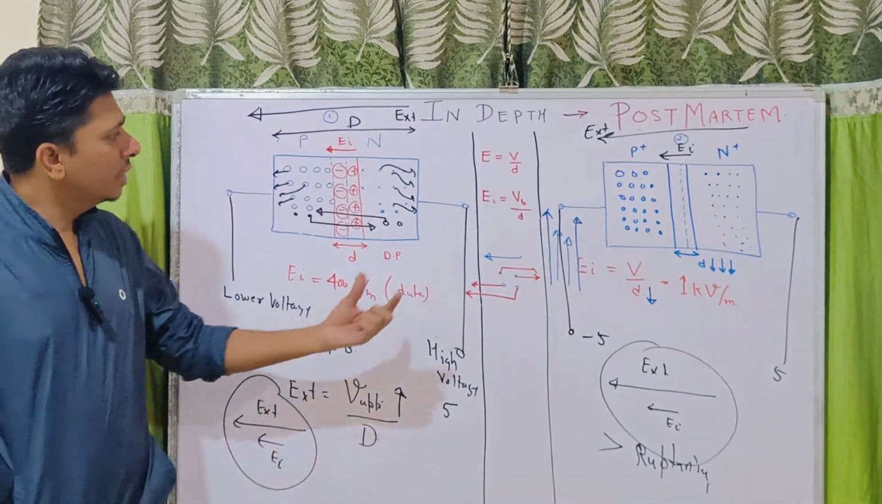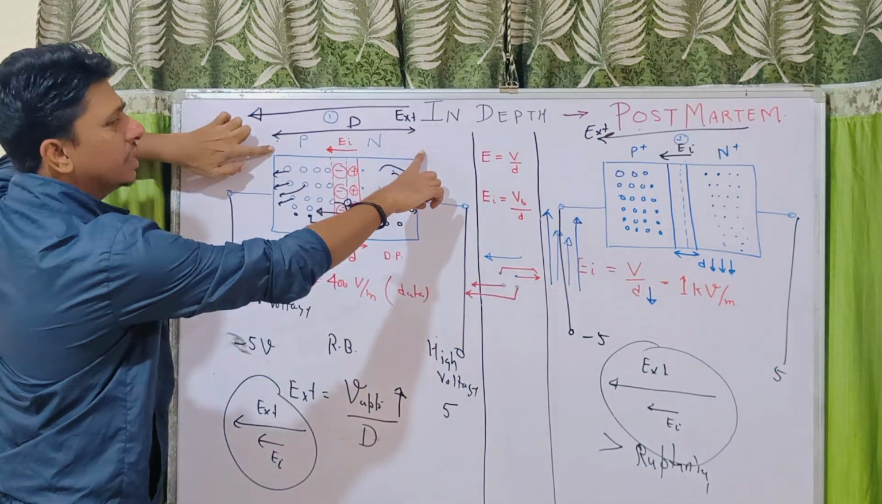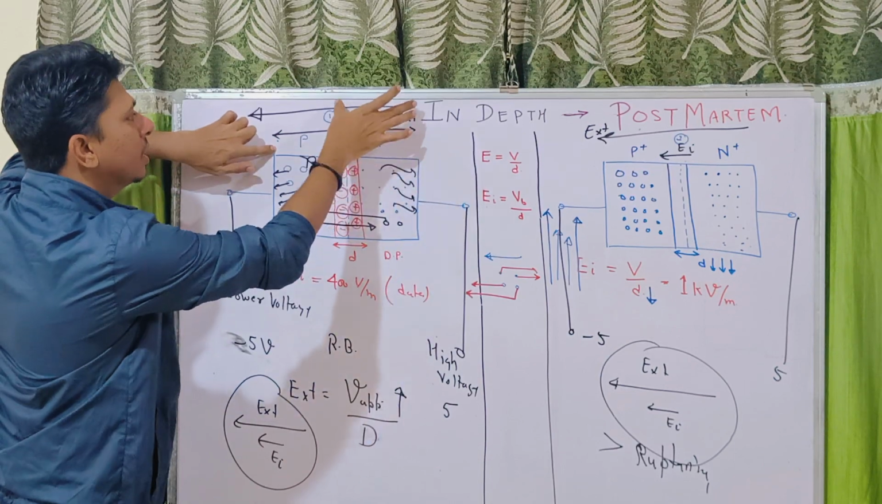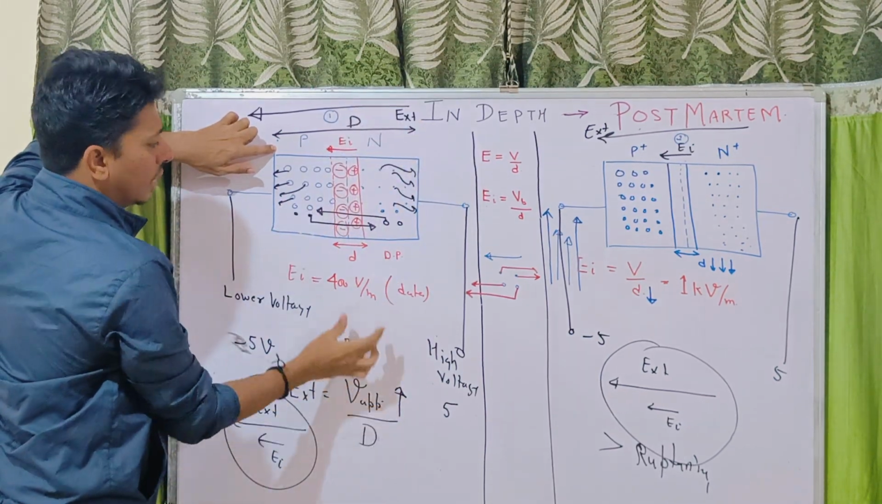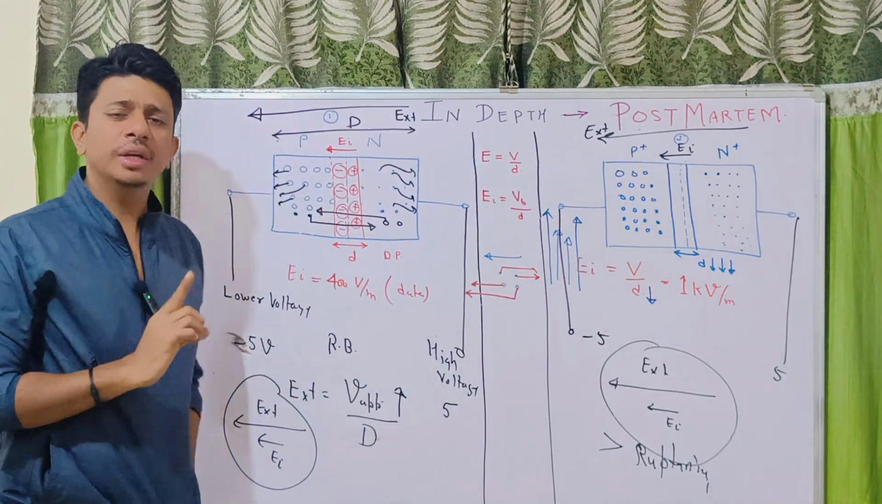Clear? So this relation is very important. External electric field, this is the total, and the external electric field, V is the applied voltage, and the internal electric field, built-in potential and E internal. So this is very important. Okay.